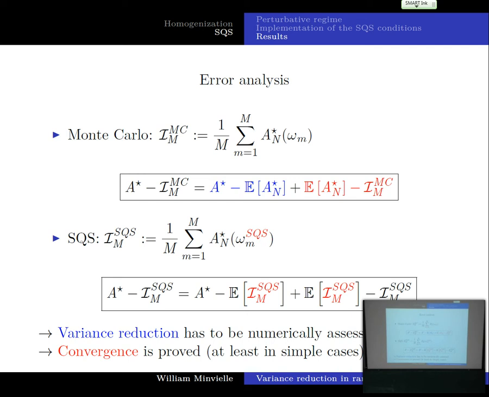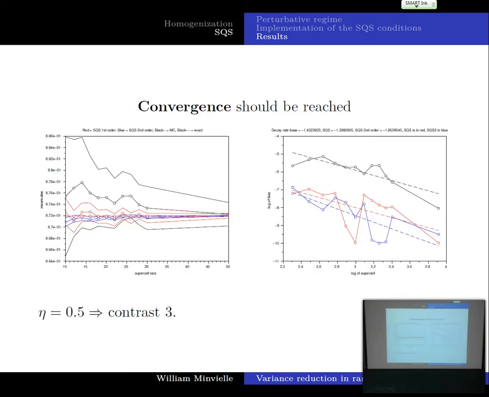Okay, so let me be completely honest with you. The variance reduction is very easy, as I told you. And the convergence, we managed to do it only in simple cases, okay? So the convergence of this guy towards A star is not so easy. But for now, let's show some satisfaction, let's say.